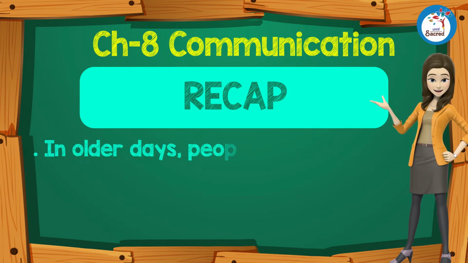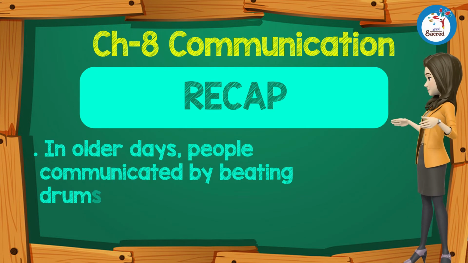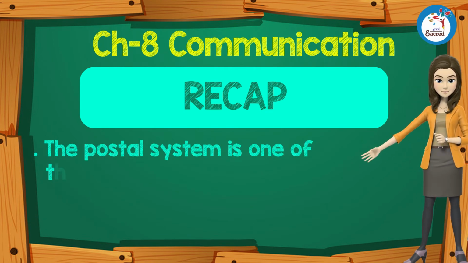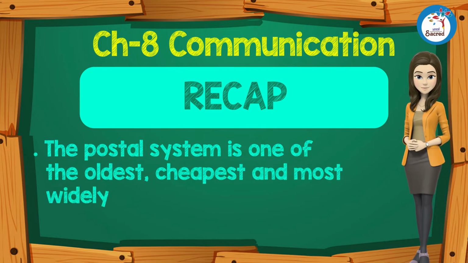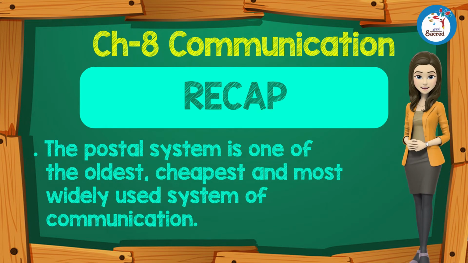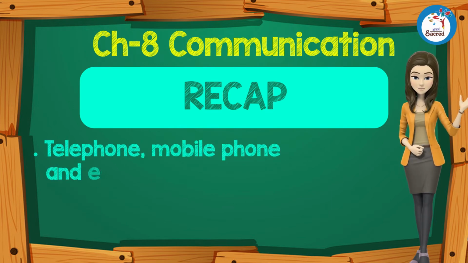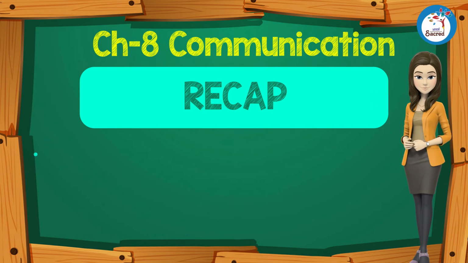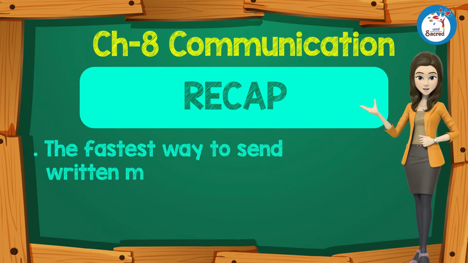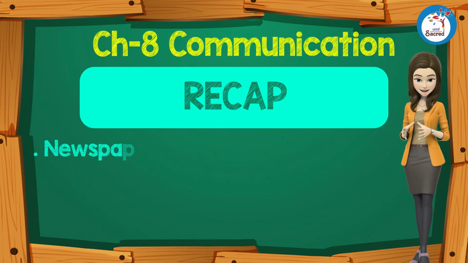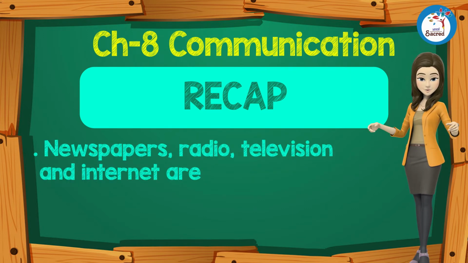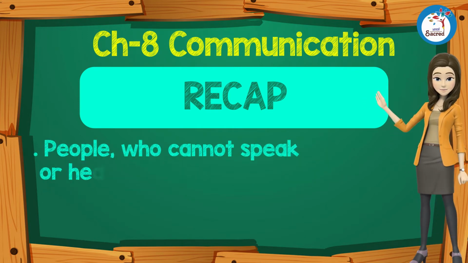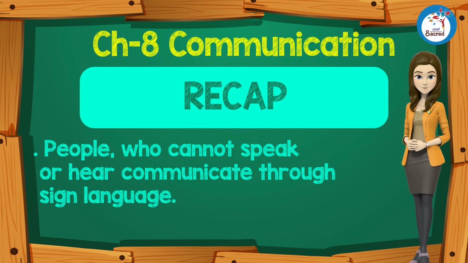Recap. Communication is the act of sending or receiving messages and information. In older days, people communicated by beating drums and sending smoke signals. The postal system is one of the oldest, cheapest, and most widely used systems of communication. Telephone, mobile phone, and email, computer are the electronic means of communication. The fastest way to send written messages is by email. Newspapers, radio, television, and internet are means of mass communication. People who cannot speak or hear communicate through sign language.